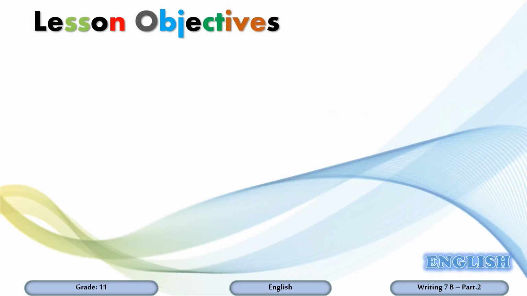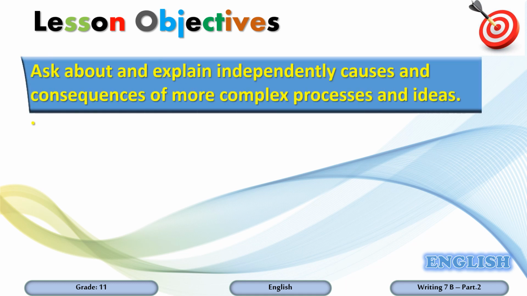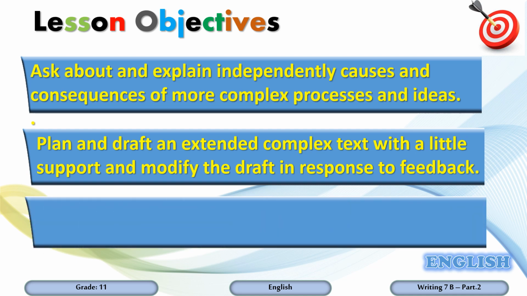Dear students, there are three objectives for our lesson today. The first objective: ask about and explain independently causes and consequences of more complex processes and ideas. The second objective: plan and draft an extended complex text with a little support and modify the draft in response to feedback. The final objective: compose a pie chart interpretation.